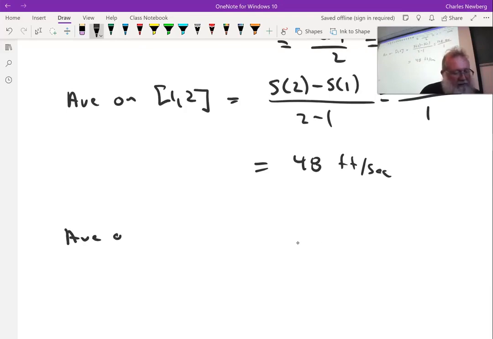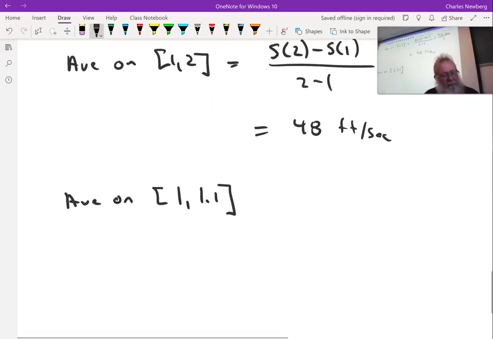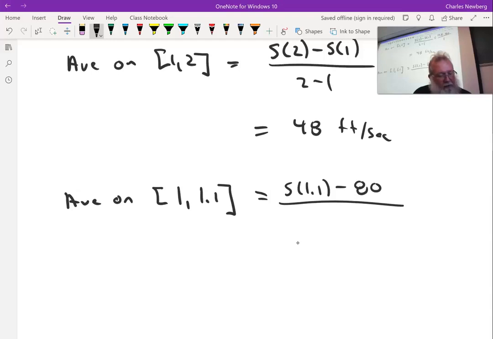All right. So now let's narrow this down. Let's find the average now from 1 to 1.1. So what is that going to be now? That's going to be S of 1.1 minus 80 over 1.1 minus 1.